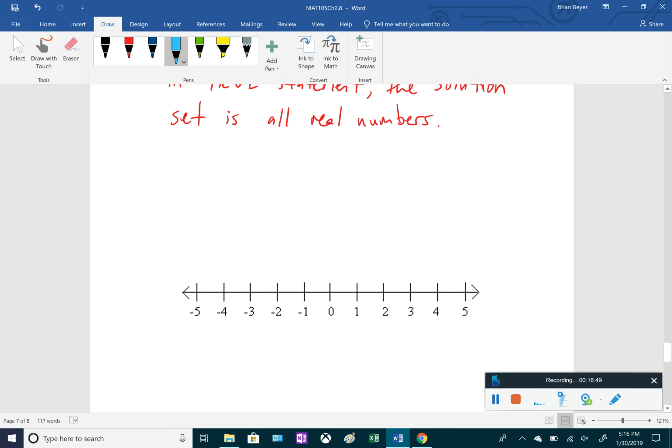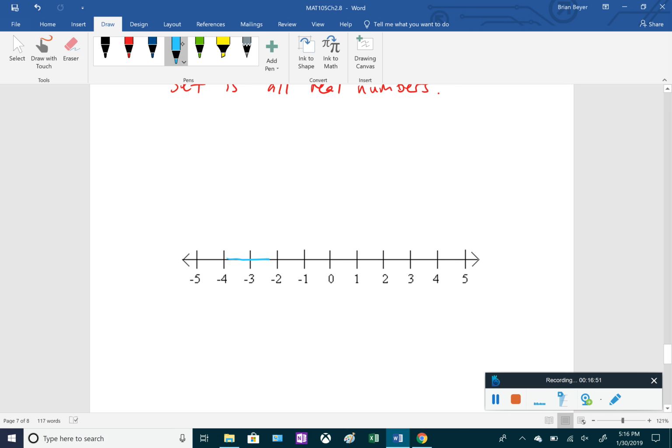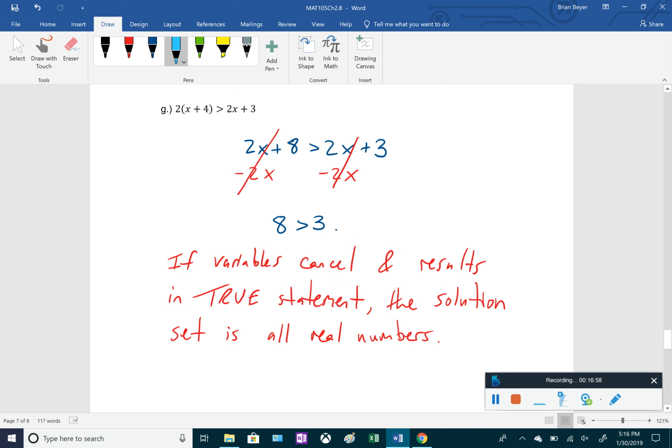So what this would look like if we graphed it on the number line, what we would do is we would just draw a line and draw arrows going both ways. So if we go back up to the top to that inequality, no matter what we plugged in here, the left-hand side is always going to be greater than the right-hand side.